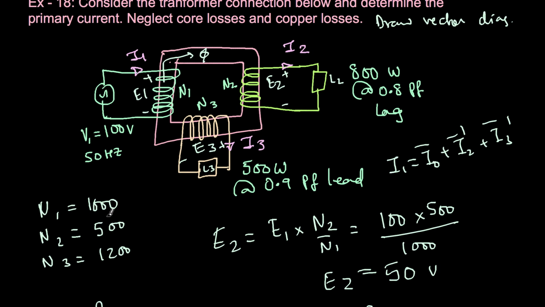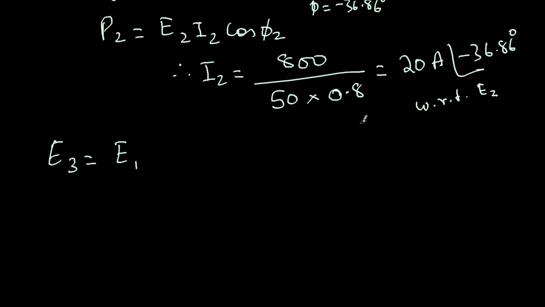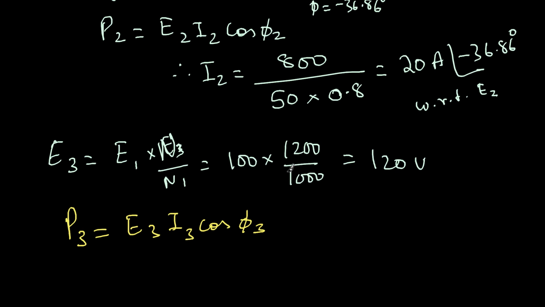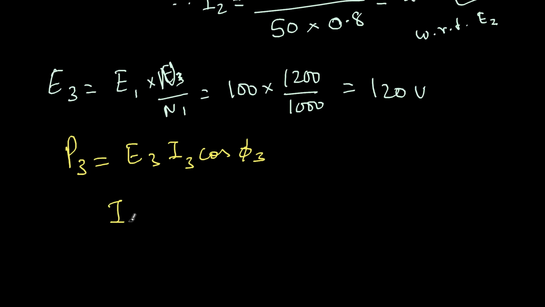So N3 is 1200 and N1 is 1000. Therefore E1 into N3 by N1. So 100 volts will be multiplied by 1200 by 1000. So two zeros go here, and finally I'll get 120 volts as the voltage of E3. Now that I have E3, I can find out P3 equal to E3 I3 cos of phi 3. From this I can find out what is the value of I3.